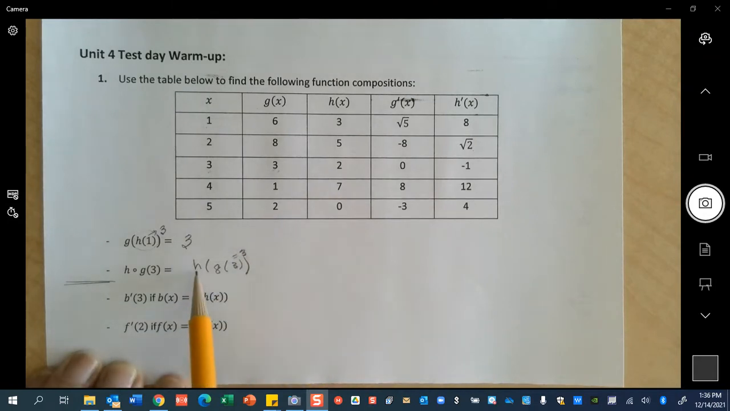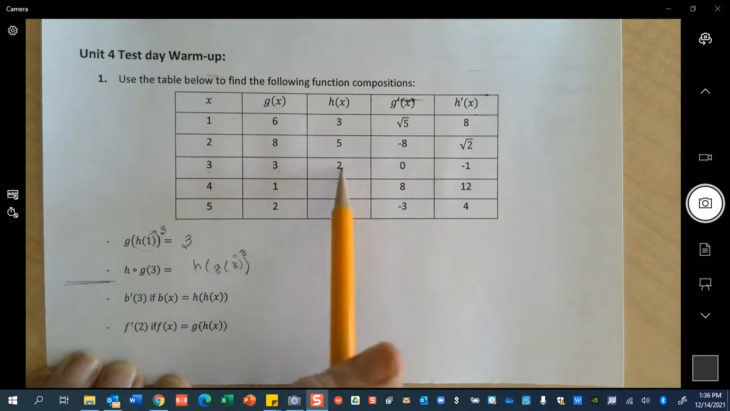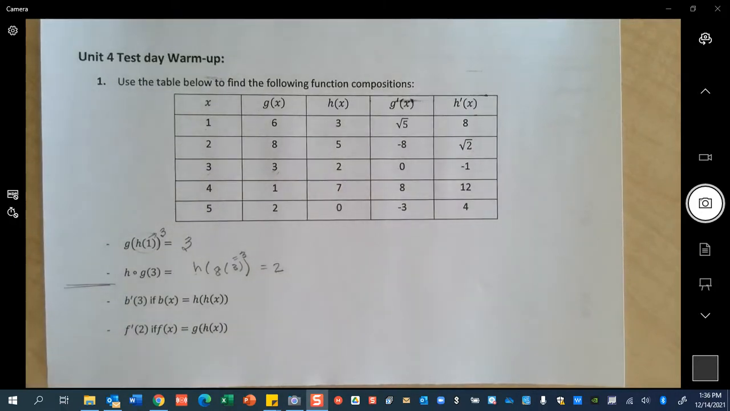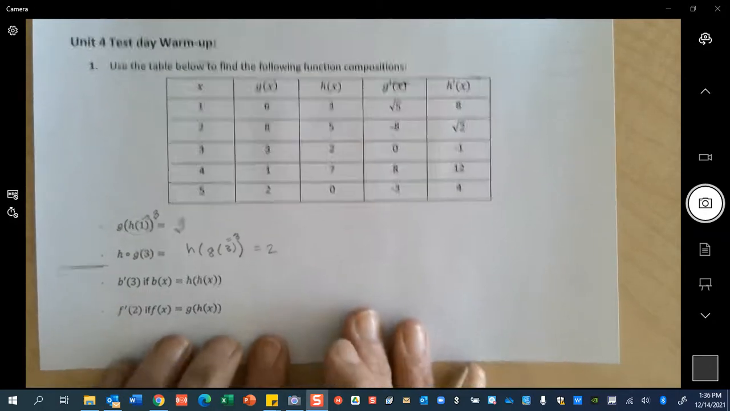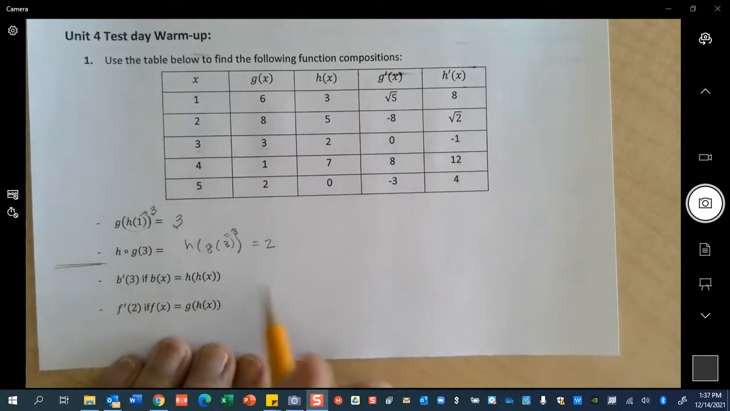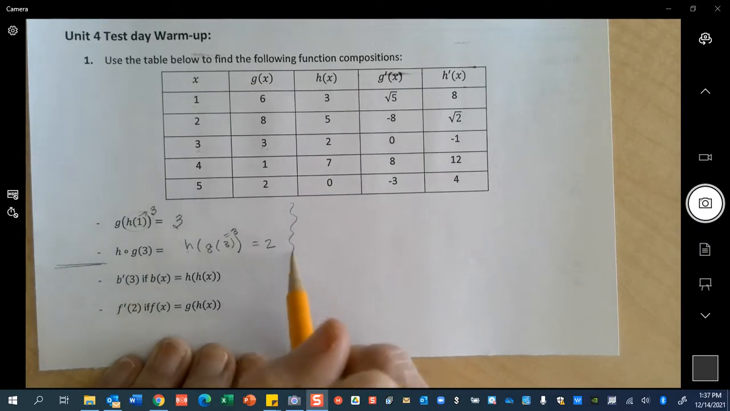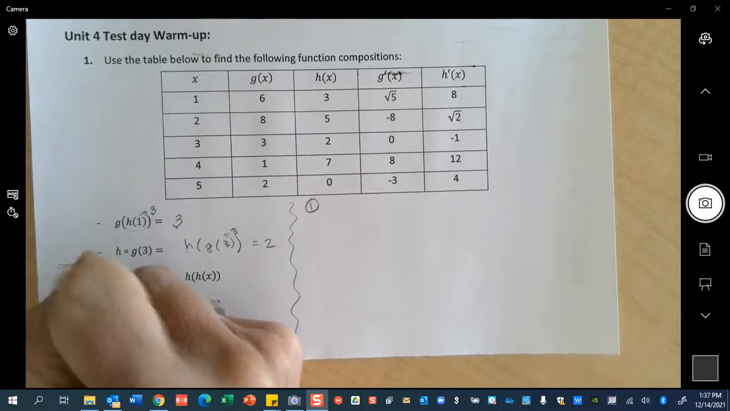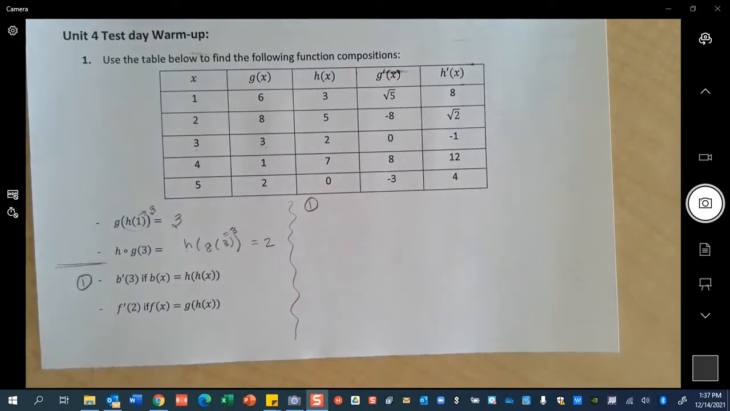3 goes into h, what comes out? Are we okay there? Algebra 2. Everyone's okay with that? Okay. So this is not enough room here. So I'm going to draw this squiggly line and I'm going to call this number 1. So I'm going to do number 1 with you, and then you're going to do number 2 with your partner, okay?